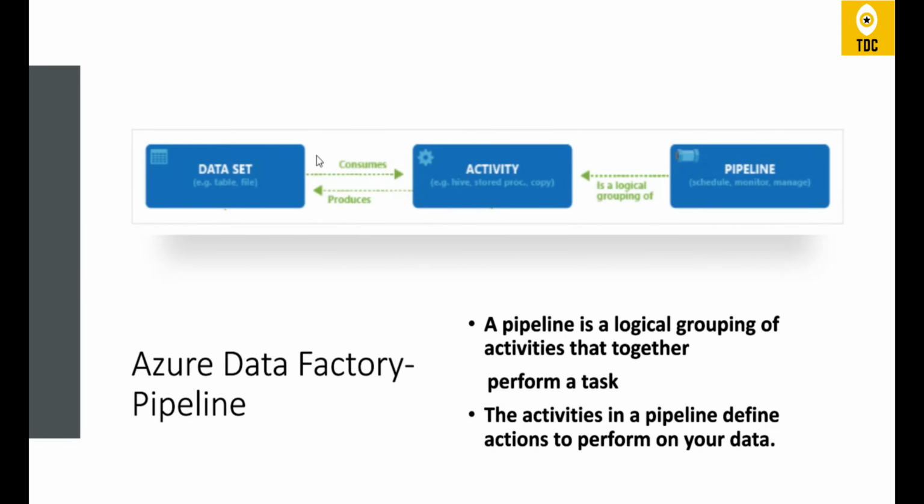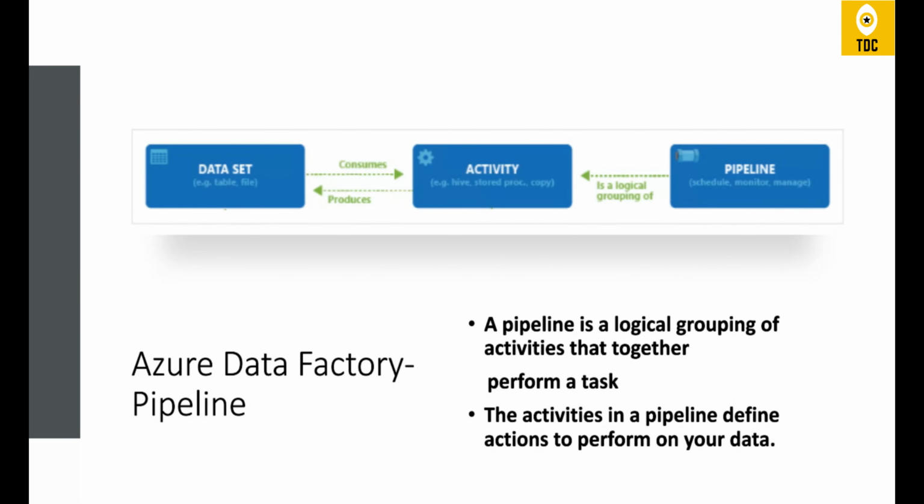As you can see here, it is a high level depiction of the relationship between pipeline, activity and dataset. But before that, let us understand what a data factory pipeline is. A pipeline is nothing but a sequence of activities. That means a set of activities that are logically grouped together is called a data factory pipeline. Whenever you want to do an ETL activity, an ELT activity, or some data processing, you need a series of activities to perform that particular task.